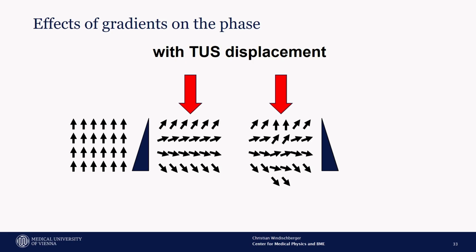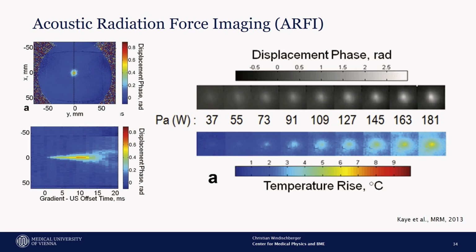So when we now take the rephasing gradient, so it's exactly the same gradient as before, just in the opposite direction, we actually end up with a phase shift in the spins, depending on the displacement. So with this approach, in a very elegant way, we can very nicely measure displacements in a range of micrometers using MRI. And this is so-called acoustic radiation force imaging.